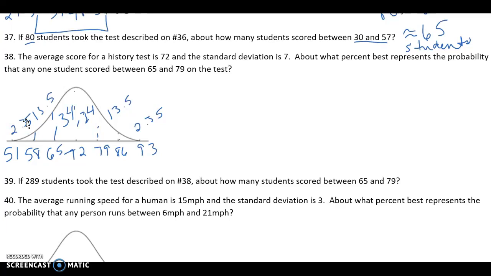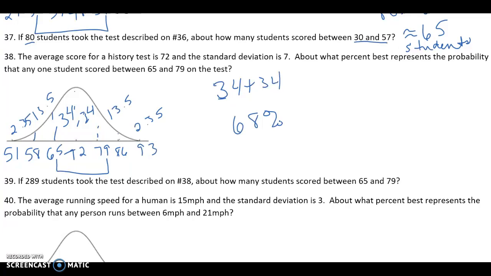Finish this first. All right. What percent represents probability one student scored between a 65 and a 79? 65 and 79 is looking a whole lot like, nope, 34 plus 34, which is a whopping 68%, right? Because it's the 68, 95, 99.7 rule, the empirical rule.